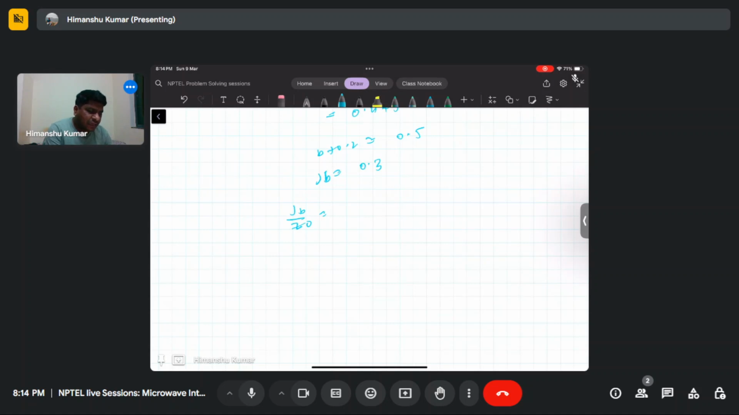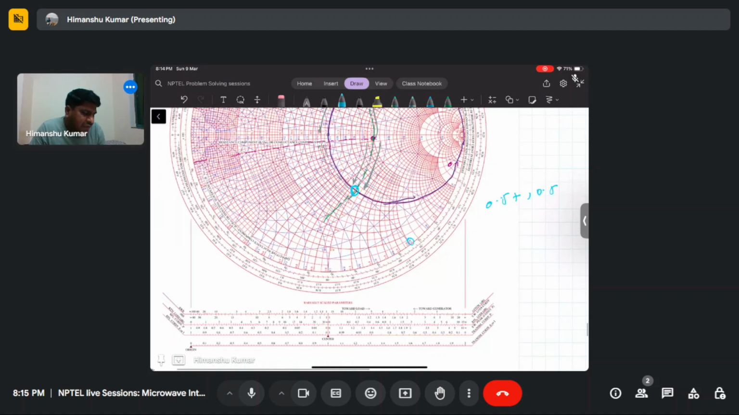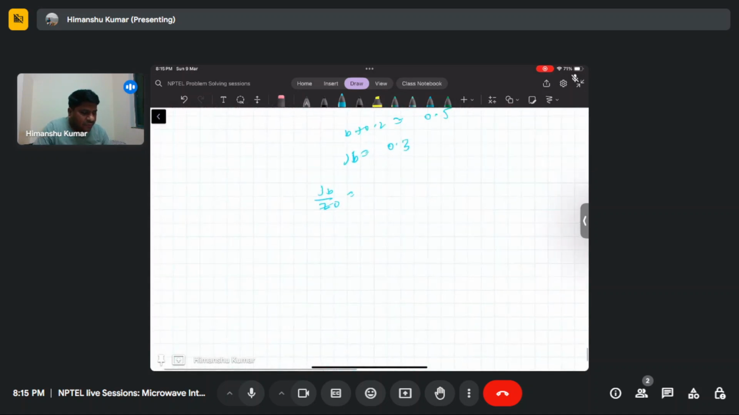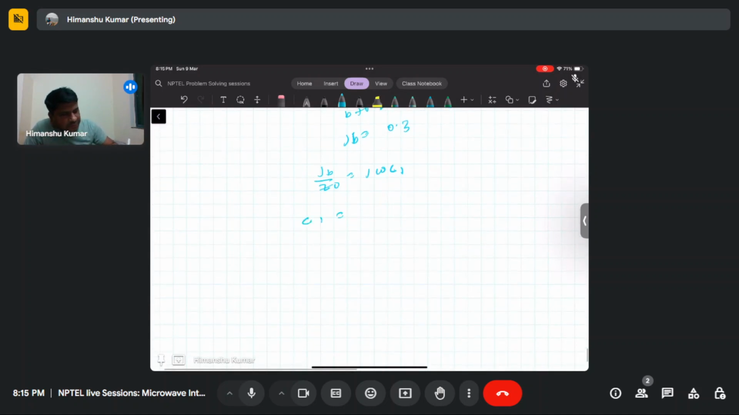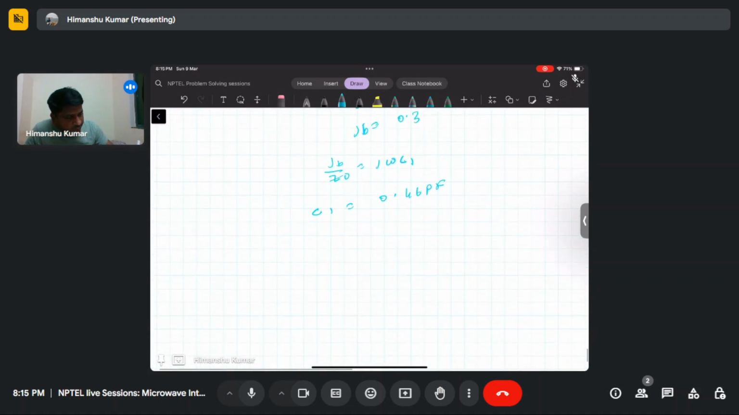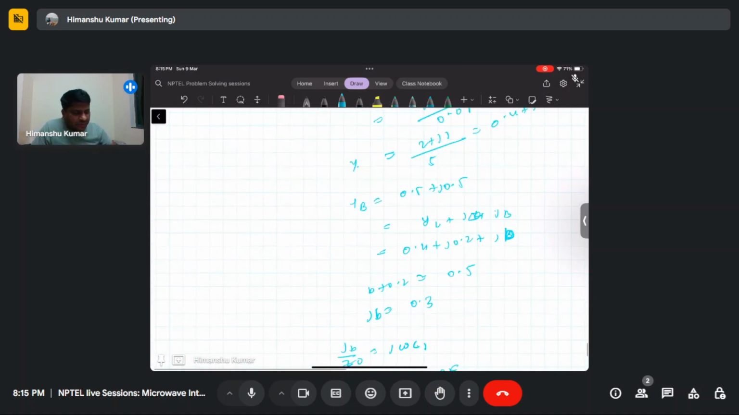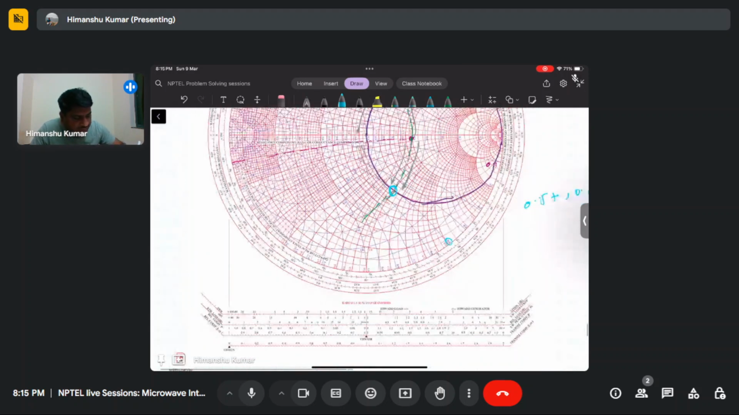so in this path, if you are moving in this direction, then you add a capacitance in shunt. So basically that will be equal to j times omega c1, and once you calculate it, c1 will be equal to 0.46 picofarad. So this 0.46 picofarad capacitance in shunt. Now you have reached this point.